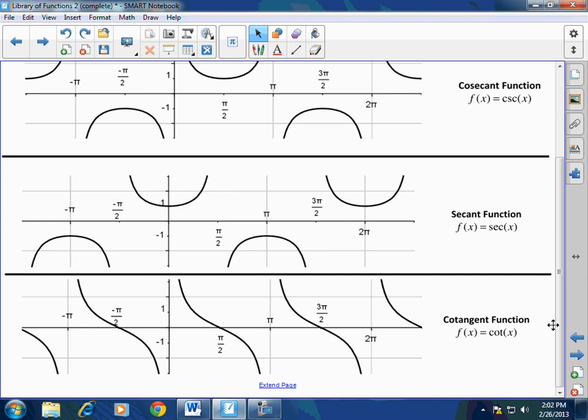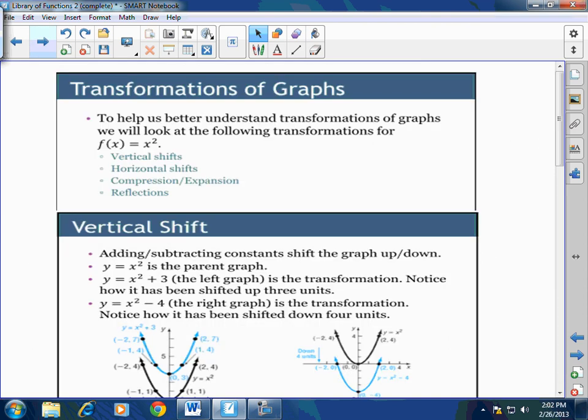exponential and logarithm. Now, let's talk about transformations. All right, we already talked about transformations of parabolas. Quadratics, so we're going to start with that again, a little review. To help us better understand transformations of graphs, we will look at the following transformations for f of x equals x squared. We're going to look at vertical shifts. Remember, vertical shifts belong to the k, up or down. Horizontal shifts, remember, horizontal shifts belong to the h.